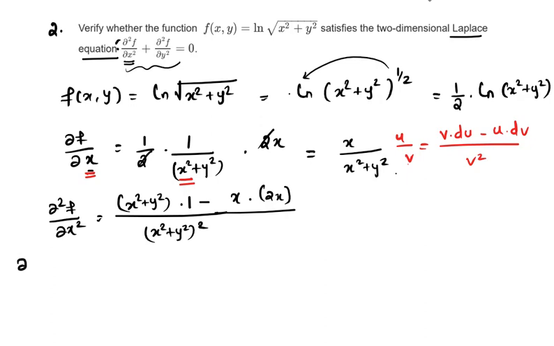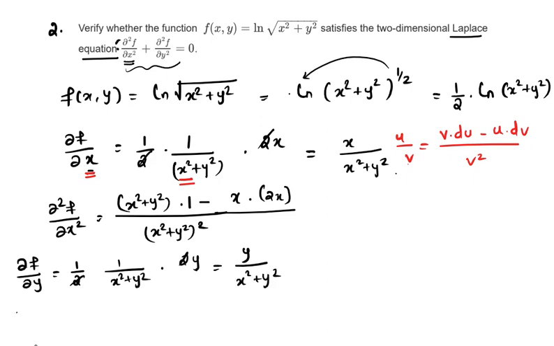Now let us move on to the next, that is dou f by dou y. So what is dou f by dou y? In the same way we are going to do it. So 1 by 2, 1 by x squared plus y squared, and we are going to differentiate the denominator with respect to y. So here we will get 2y. Fine. Now cancelling out the common values, we will get y divided by x squared plus y squared.